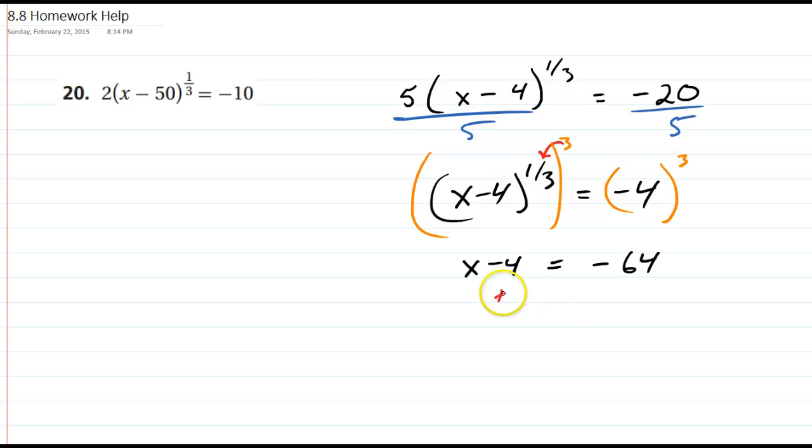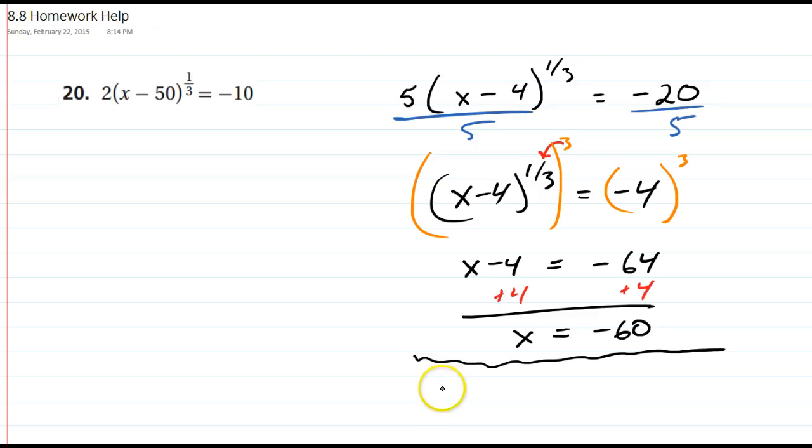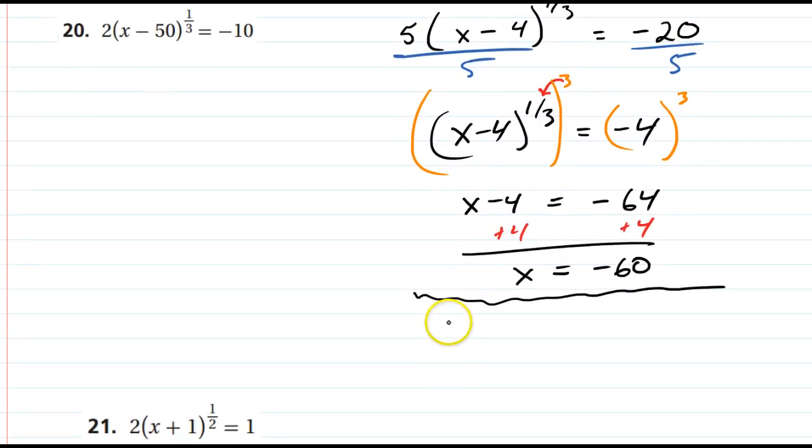Now we just add 4 to both sides, and we get x equals negative 60. And you could take this, plug it back in here to check it. That would give us 5 times the cube root of negative 60 minus 4. So negative 60 minus 4 gives us negative 64. The cube root of negative 64 is negative 4. 5 times negative 4 equals negative 20. So that one works.